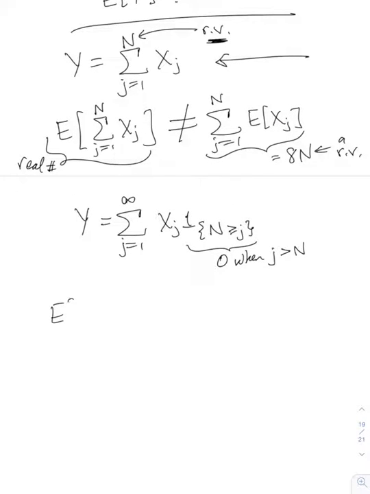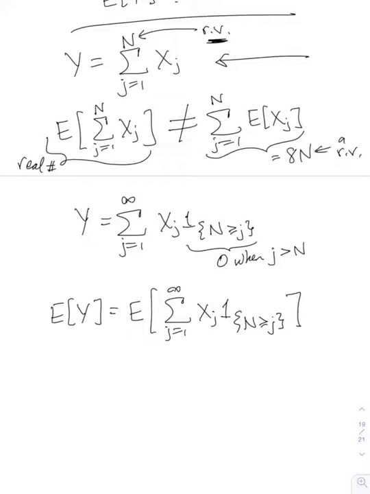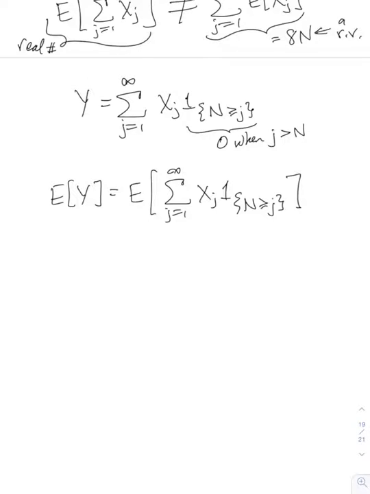Okay, so I can say that the expected value of Y is equal to the expected value of the sum as j goes from 1 to infinity of Xj times this indicator. Now, what I'd like to do is say that the expected value of a sum is the sum of the expected values. But here I'm kind of breaking the rules. I'm not really using the theorem from our book, because the theorem from our book says that you can do this when it's a finite sum. It doesn't say that you can do it with an infinite series. So we don't have a theorem that says that I can do this.